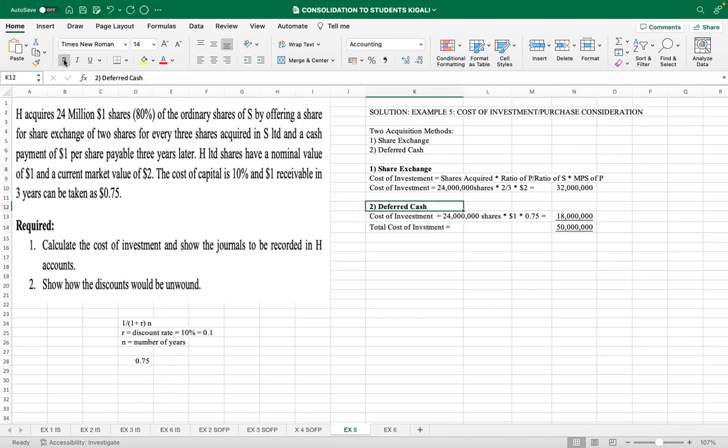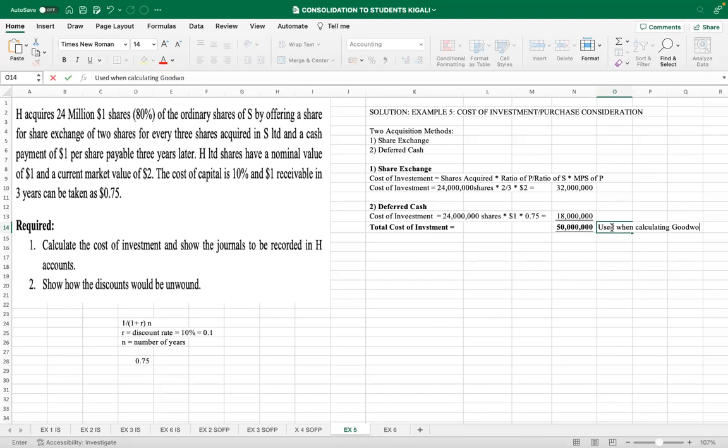We will still look at another example. But now let's go back to analysis of share exchange. This is just enabling us to know the amount to be used when calculating goodwill. So let me put here, used when calculating goodwill, so that you know where you will apply it when calculating goodwill. So let's go back to analysis of share exchange.